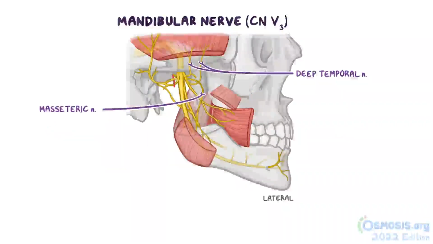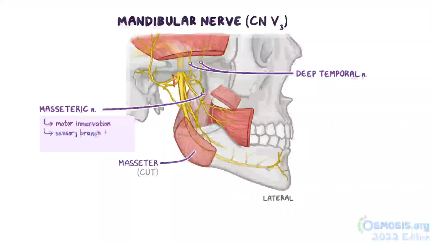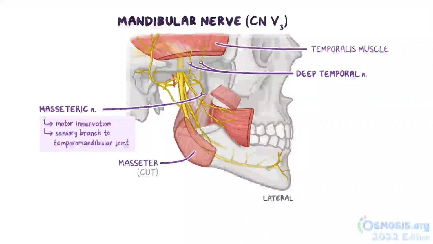The masseteric nerve crosses the mandibular notch posteriorly and enters the deep surface of the masseter to supply motor innervation and also a sensory branch of the temporomandibular joint. The deep temporal nerves originate above the upper border of the lateral pterygoid muscle and pierce the temporalis muscle from its deep surface to supply motor innervation.